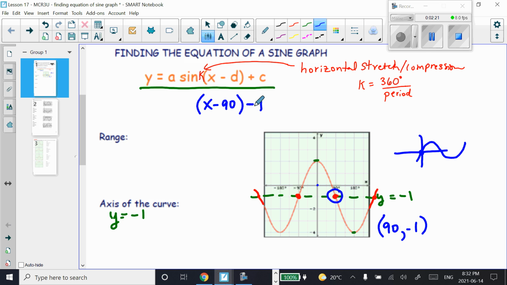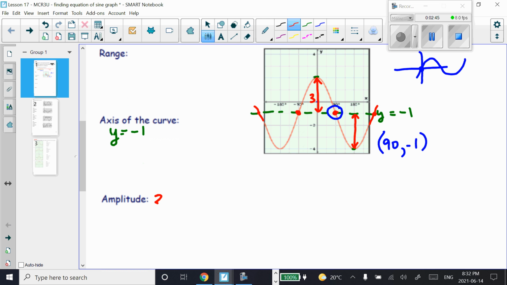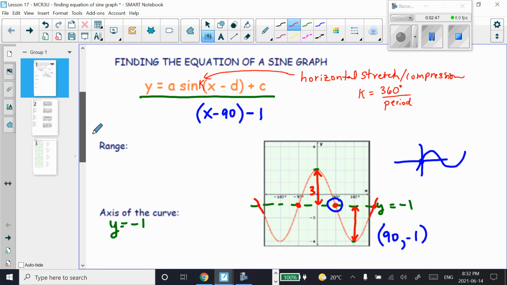The A, that's the amplitude in the front. The way you find the amplitude is you look at your axes of the curve and then you go up to your maximum and you see what that distance is, or you can go from your axes of the curve down to your minimum. It's going to be the same answer, right? Because your axis of the curve is exactly in between the max and the min. So in this case, it happens to be 3. Yeah, my amplitude is 3. And so that's going to be the A in front of the sine. So we have 3 sine.